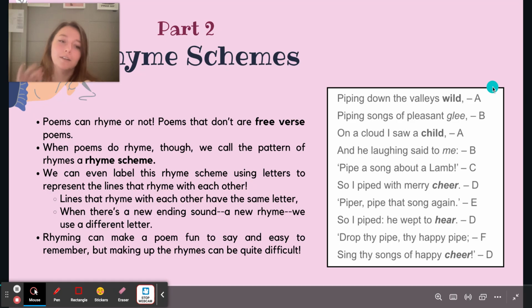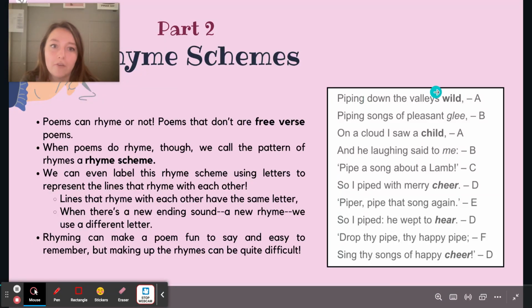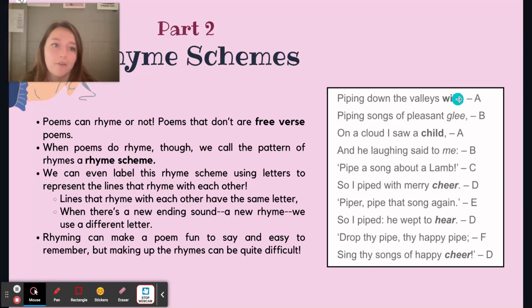So when we are looking at identifying a rhyme scheme, with this poem over here to the right: Piping down the valleys wild, piping songs of pleasant glee. On a cloud I saw a child, and he laughing said to me. When we're looking at those first 4 lines, wild is the first ending word we have. So it's going to get the first letter in the alphabet, A.